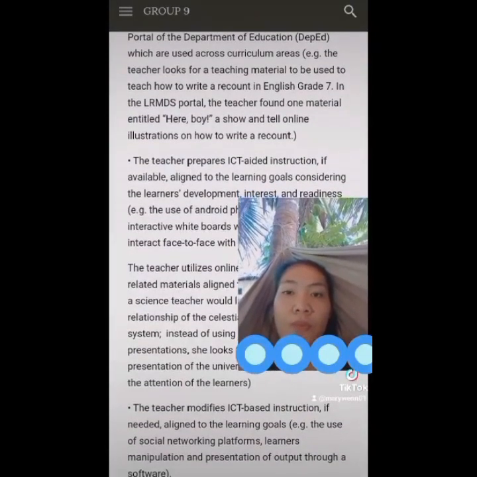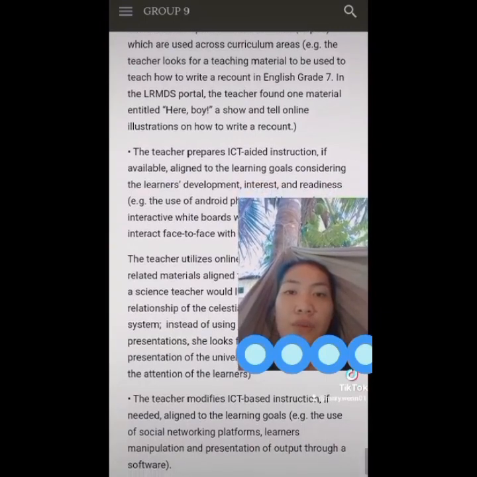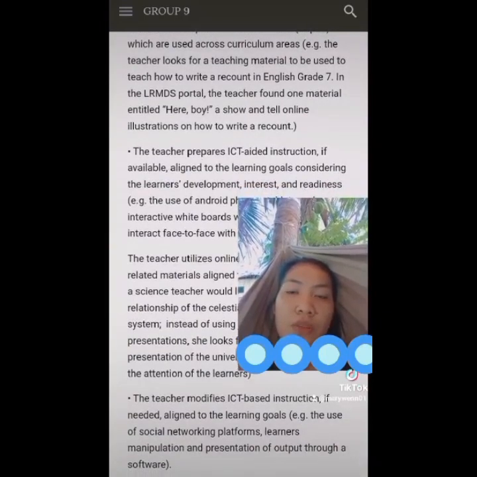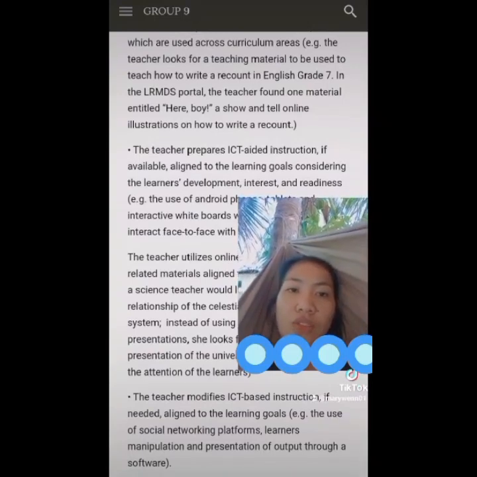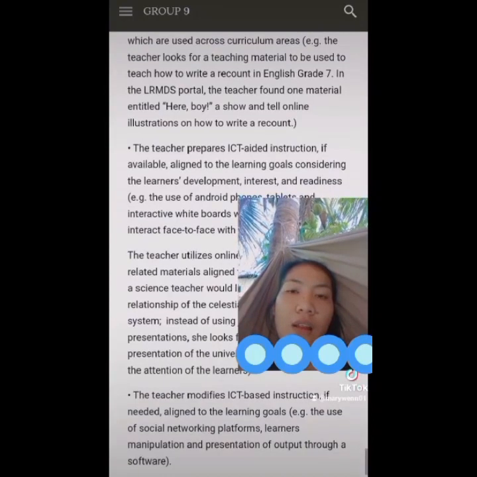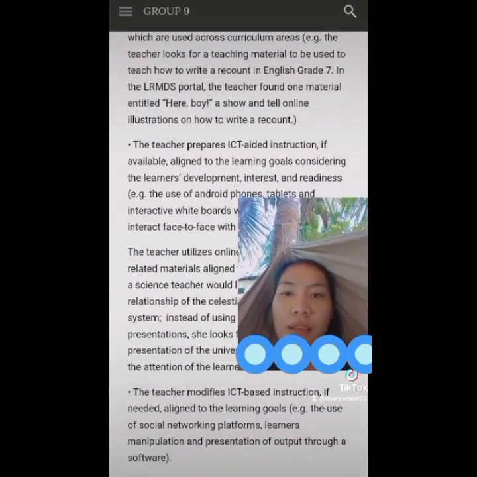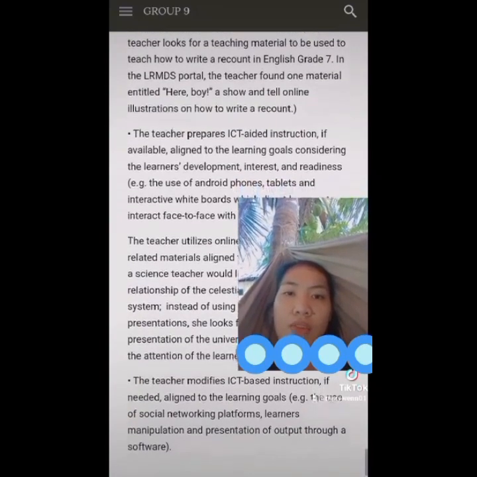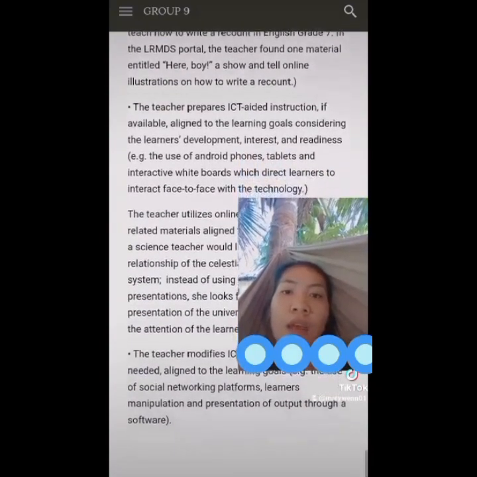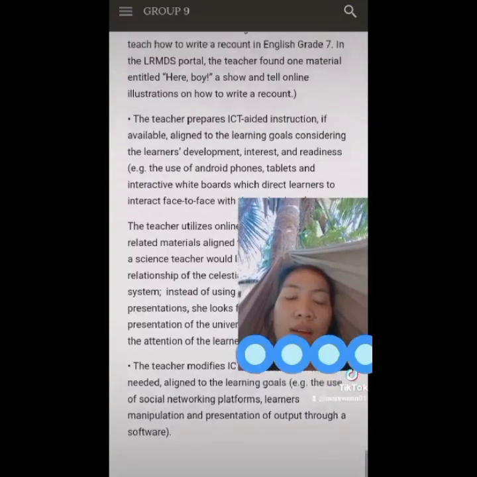For example, the teacher looks for a teaching material to be used to teach how to write a recount in English grade 7. In the LRMDS portal, the teacher found one material entitled Here Boy, a show and tell online illustration of how to write a recount.